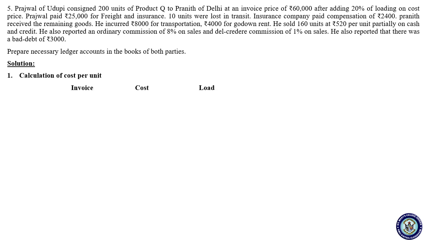So next write invoice, cost and load. Load in the sense it is profit. Now see here, it is 20% on cost. So cost is 100. See here, loading on cost, on what is always 100. So 20% on cost, so cost is 100. If you add, you will get the invoice price. So invoice price 120. Invoice 120, cost 100, load 20.